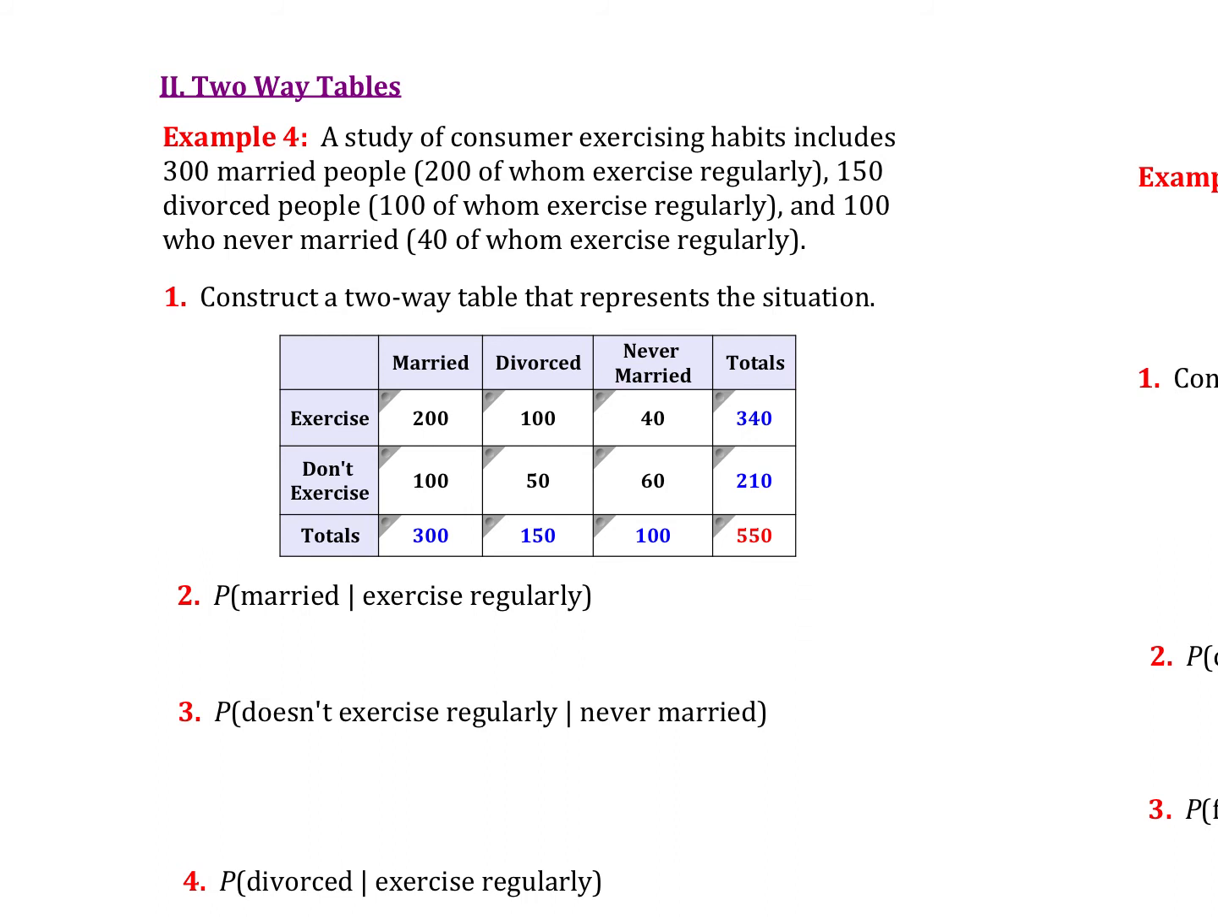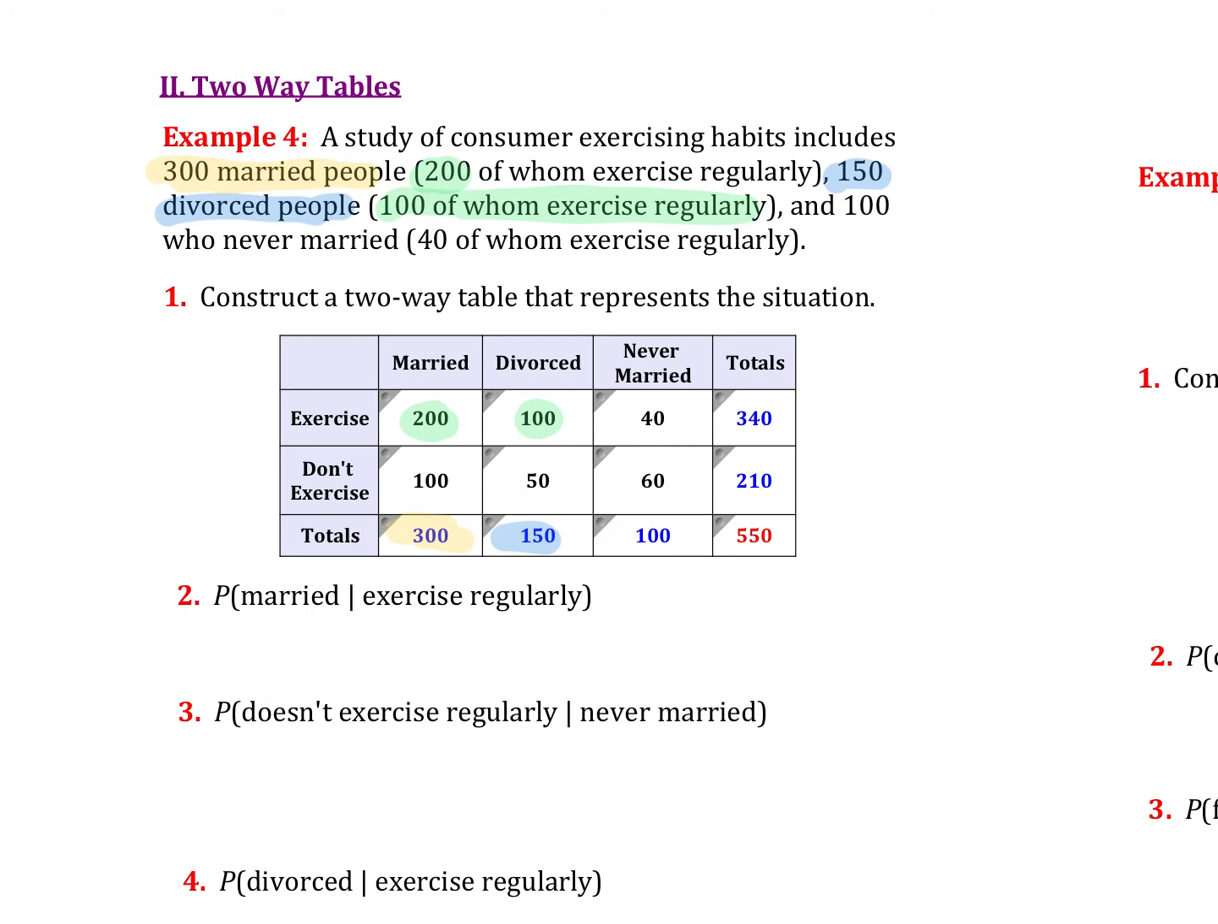All right, a study of consumer exercising habits, including 300 married people. So we know 300 married people, 200 of whom exercise regularly. Well, they kind of by default give us 100 don't, right? If 200 out of 300 do, then the other 100 don't. There are 150 divorced people, and 100 of them exercise regularly. Same scenario here. There's 150 total. If they give us 100 do, then the other 50 don't.